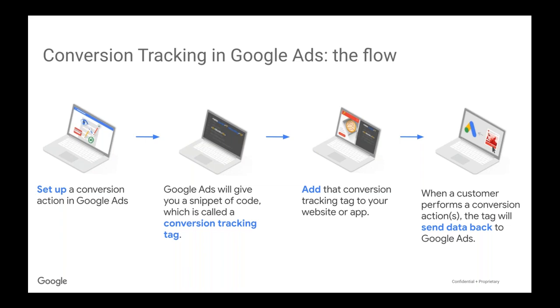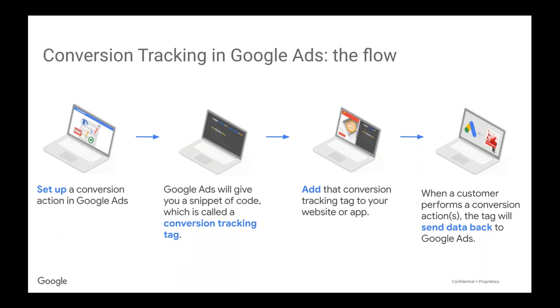As shown in this image, conversion tracking starts with you setting up a conversion action in your Google Ads account. And a conversion action, as seen, is a specific customer activity that is valuable to your business, such as a purchase or a sign up to a newsletter. At this point, Google Ads will give you a conversion tracking tag or code snippet to add to your website or mobile app code. I know that this may sound intimidating if you don't have a technical background, but don't worry, because it's easier than it sounds.